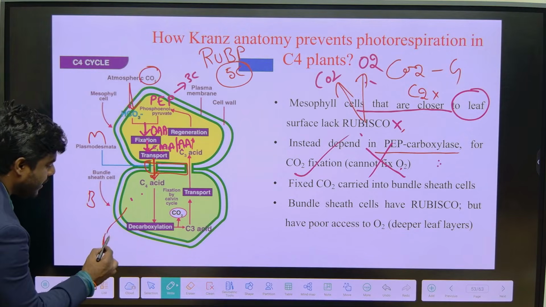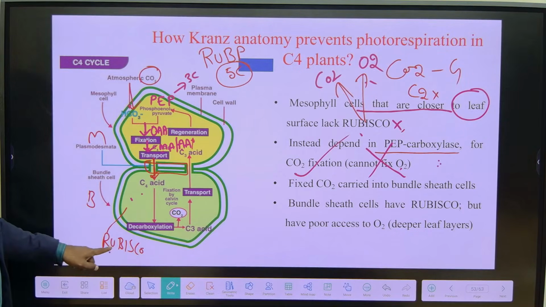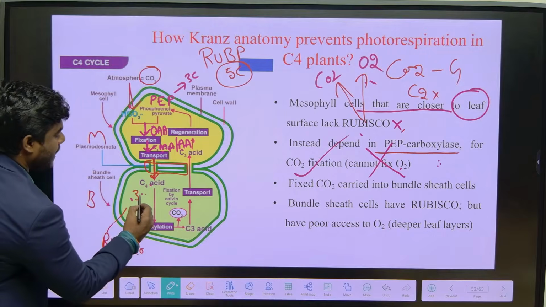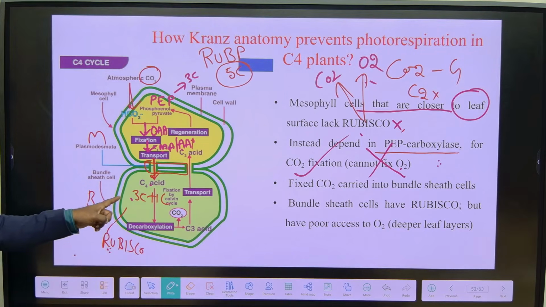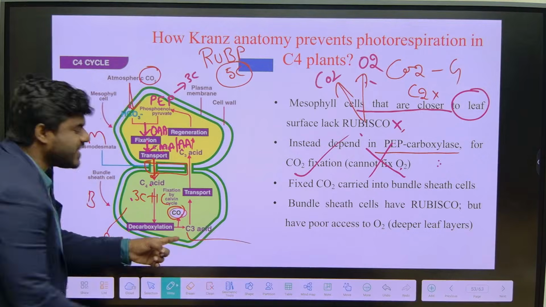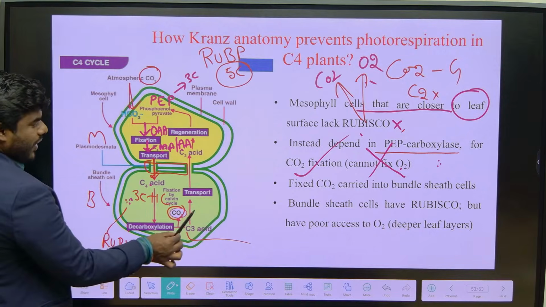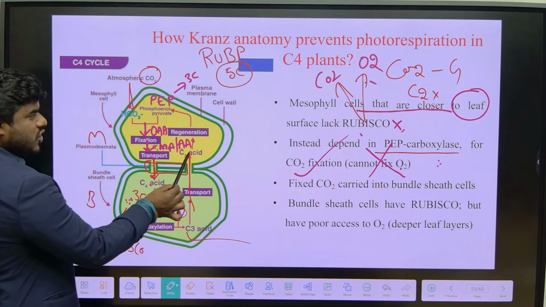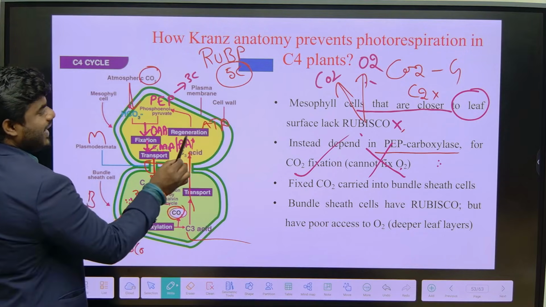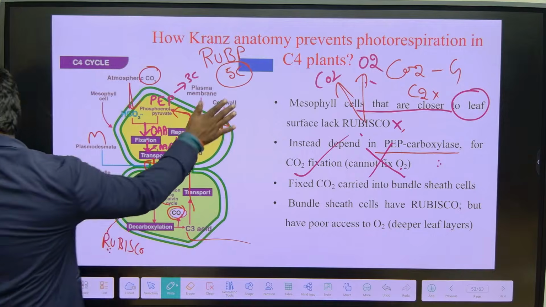Now in the bundle sheath cell, what is present? Rubisco is there in the bundle sheath. Correct? Now malic acid is broken down into 3 carbon plus 1 carbon, by a mechanism called decarboxylation. Then this 1 carbon is taken by Rubisco and continues the C3 cycle. How many carbons are left out? 3 carbons are left out, called pyruvate. Now pyruvate comes back to where? The mesophyll cell. Upon spending ATP, it is converted into what? Phosphoenol pyruvate.